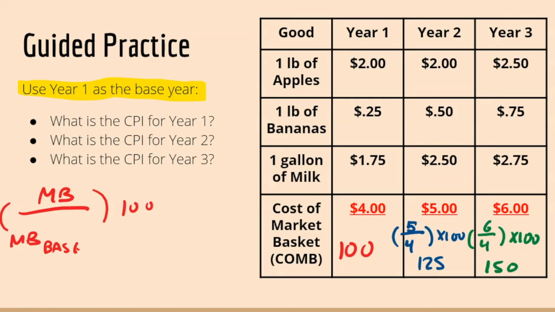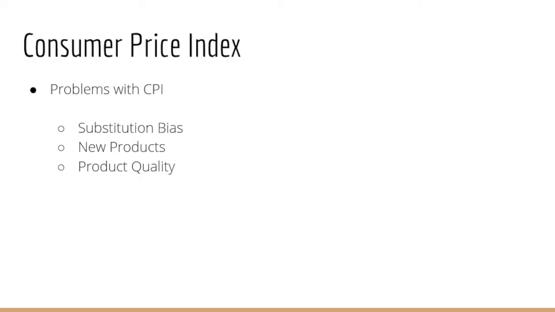Well, now that you guys know how to calculate CPI, what are some problems with the CPI? Well, there are 3 big problems. 1, substitution bias. 2, new products. And lastly, the product quality itself. So 1, substitution bias. If Coca-Cola is in our market basket and the price of Coca-Cola increases and people turn to a substitute, Pepsi, because Pepsi is not included in our market basket, that is going to change our index number, right? So our CPI does not take into account when people buy substitute goods.